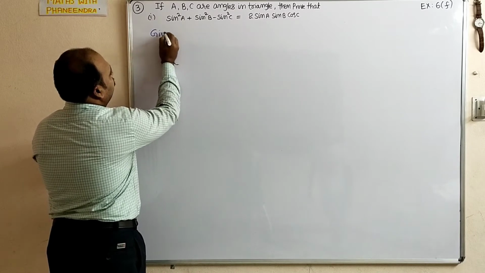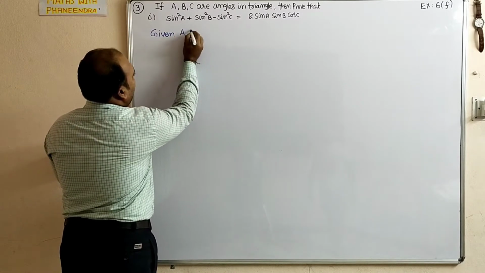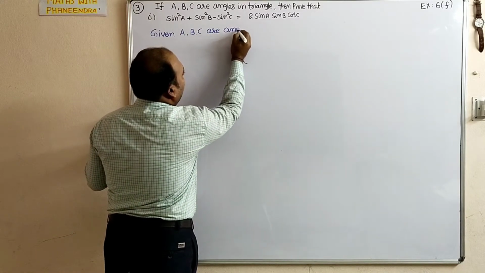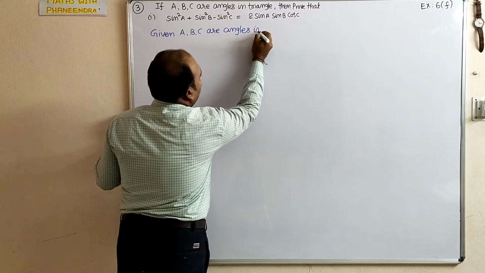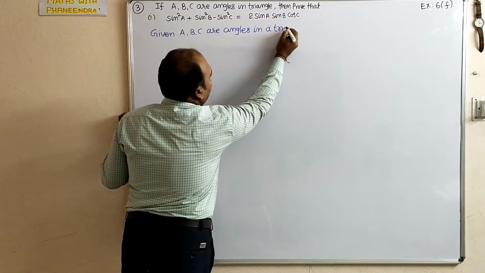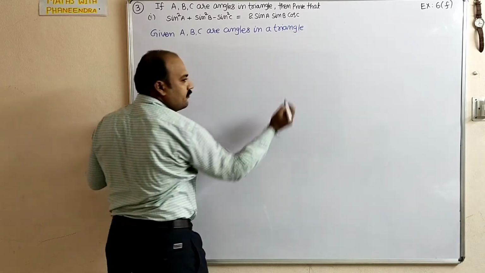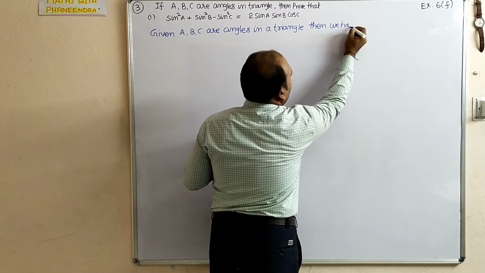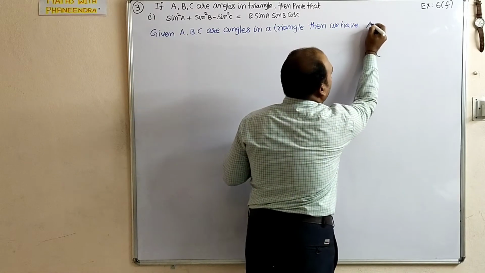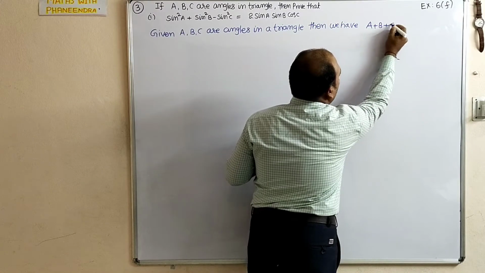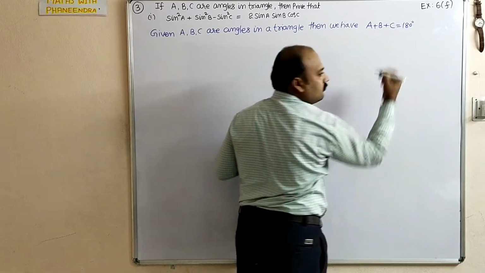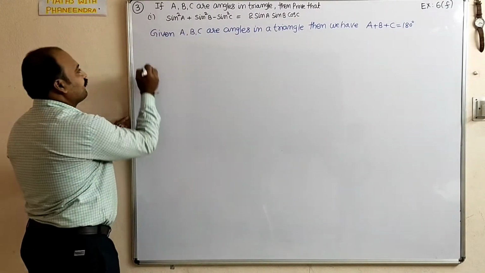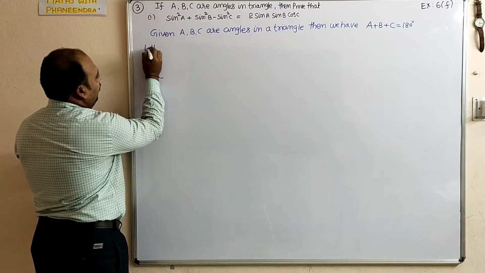given A, B, C are angles in a triangle, then we have A plus B plus C equal to 180, or pi. After that, consider LHS. Now take that LHS.